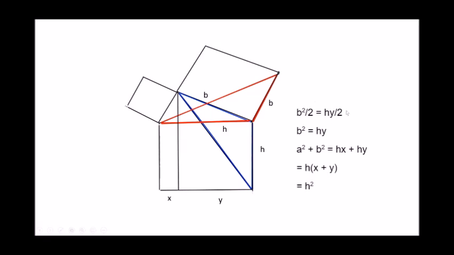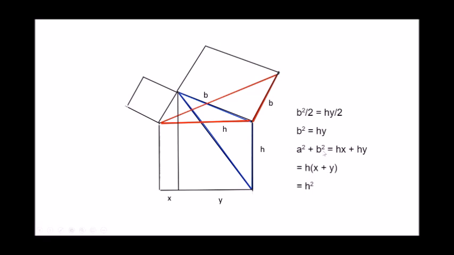So b squared over 2 equals hy over 2. B squared equals hy. So this square here, the b squared area, is equal to the area of that rectangle, hy. Now we already know that a squared equals hx. Now we know that b squared equals hy.